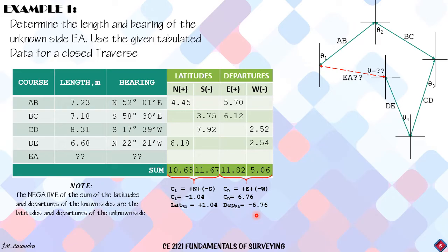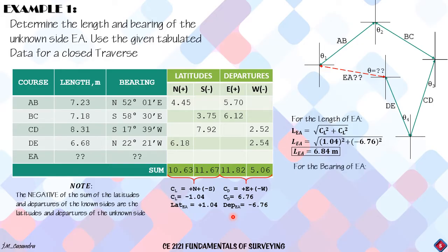So note, always remember that the negative of the algebraic sum of the latitudes and departures of your known sides are the latitude and departure of the unknown side. So we have solved already your latitudes or CL and CD. We can now apply the equation for length as L equal to the square root of CL squared plus CD squared. So we will get now the length of EA equal to 6.84 meters.